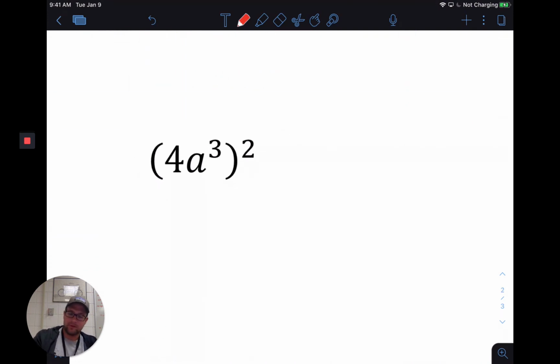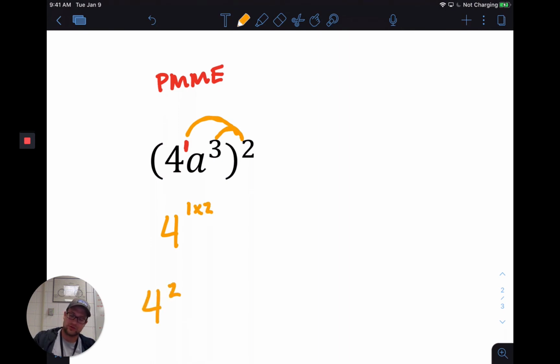Here's our next problem. Again, hopefully you're seeing these parentheses and you're thinking to yourself, PMME, that's our shortcut. Now, one thing you might notice is that the 4, you don't see an exponent on it. So we've got to put a little 1 up there to hold that spot. Everything has to have an exponent on it. So if we don't see an exponent on something, we put a 1 up there to hold it in a problem like this. Parentheses mean multiply exponents. So we're going to multiply the outside exponent to each of those inside. So we're going to get 4. And now we've got to think to ourselves, what is 1 times 2? Because that will be our finishing exponent. 1 times 2 is, of course, 2.